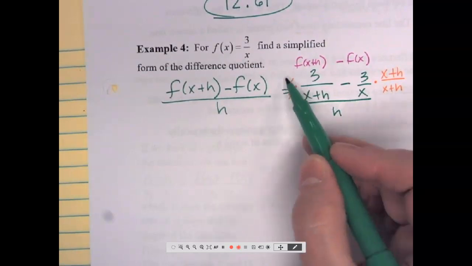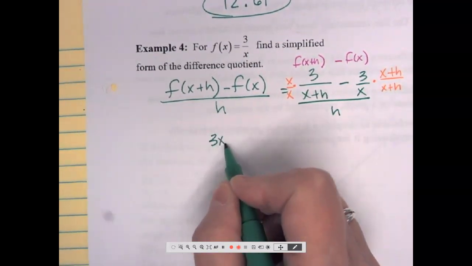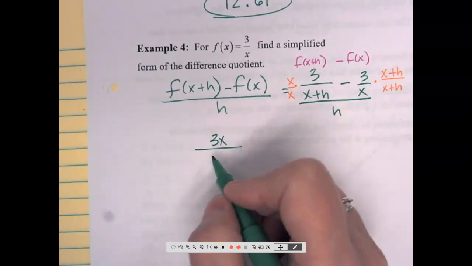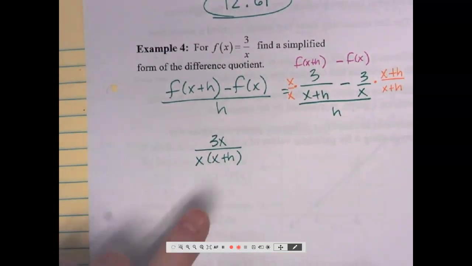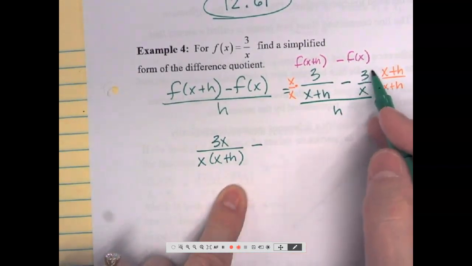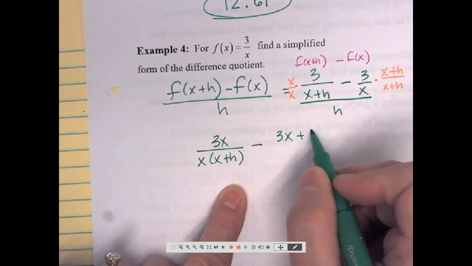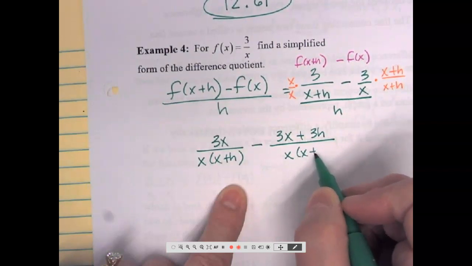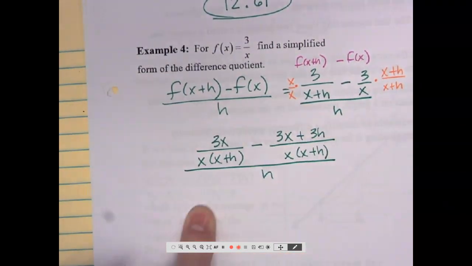I'm not changing the value. And when I multiply fractions, we go straight across. So that's 3 times x over x squared. Let's not even distribute yet. I might in a minute. I'll see. I'm just going to write it like that for now. Minus, distribute up here, 3x plus 3h over x times x plus h, and all of that is over h.